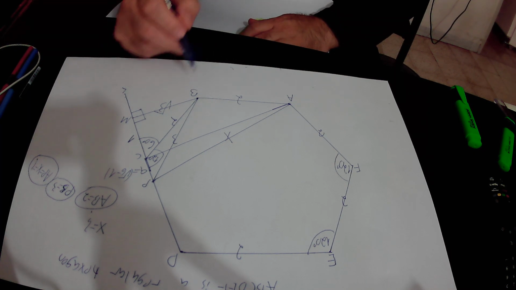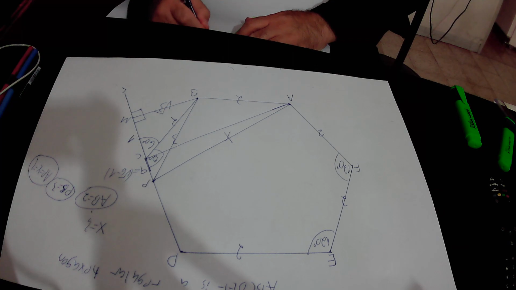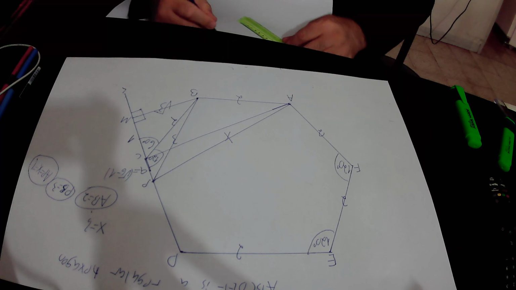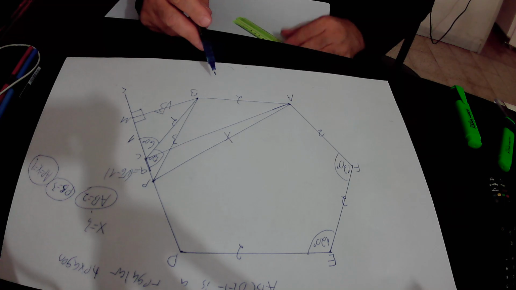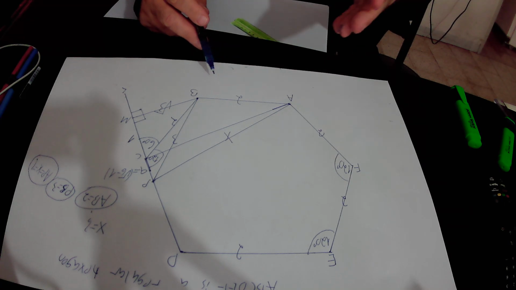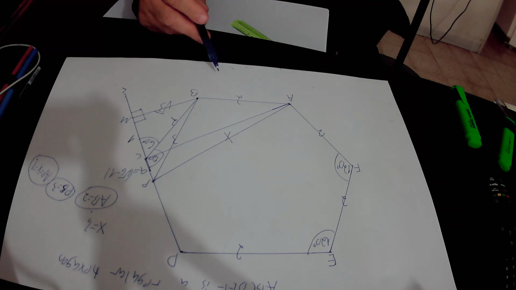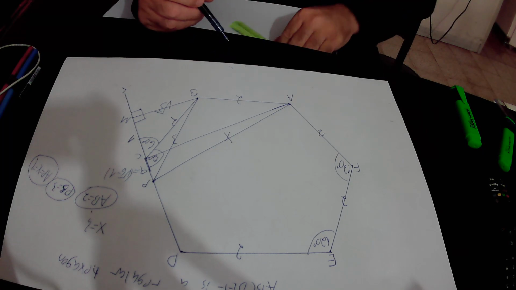CB equals 2 units. Side CB equals 2 units. And side AB is also equal to 2 units. Those two sides are the sides of the regular hexagon, and all the sides of a regular hexagon are equal to each other. Therefore, each side equals 2 units.